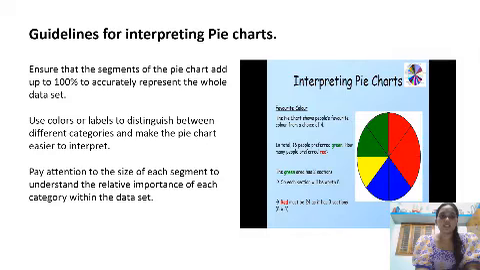And next, guidelines for interpreting pie charts. Ensure that the segments of the pie chart add up to 100% to accurately represent the whole data set. Use colors or labels to distinguish between different categories and make the pie chart easier to interpret. Pay attention to the size of each segment to understand the relative importance of each category within the data set.